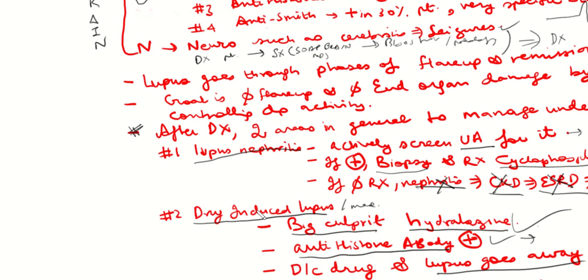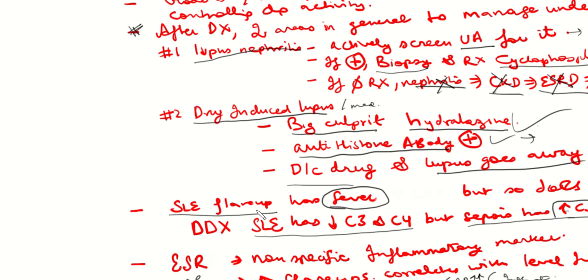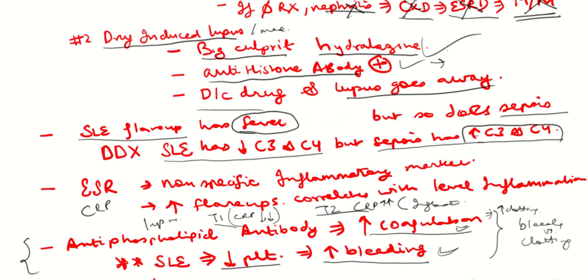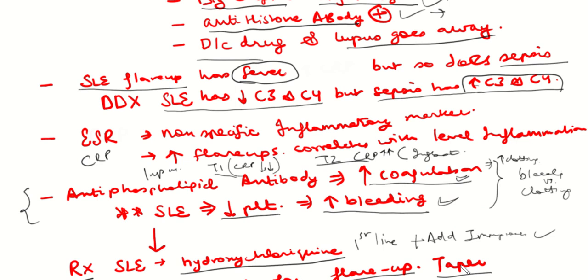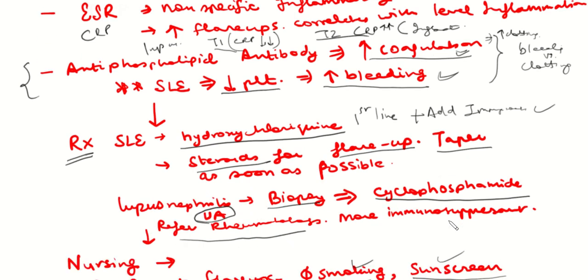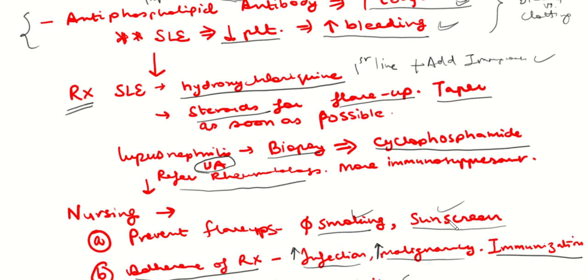So again, we talked about lupus nephritis. We talked about drug-induced lupus. Okay? We talked about fever in lupus versus sepsis. We talked about the non-specific inflammatory markers, CRP and ESR. We talked about bleeding versus clotting in lupus. We talked about treatment with hydroxychloroquine and steroids, corticosteroids for flare-up, and lupus nephritis gets treated with cyclophosphamide.